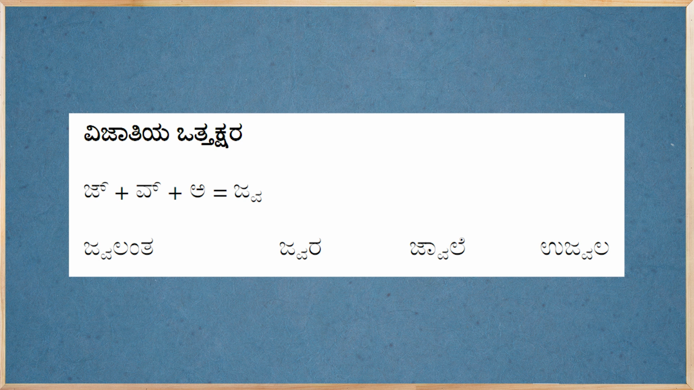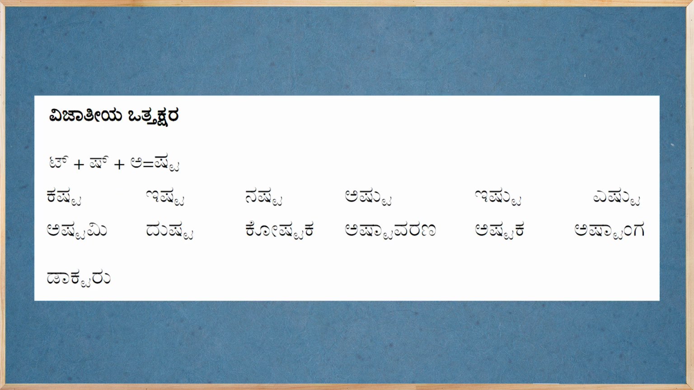Vijatiya Vattakshara, J plus V plus A becomes Jva, Jwalanta, Jwara, Jwale, Ujjwala. Vijatiya Vattakshara, Sh plus T plus A becomes Shta, Kashta, Ishta, Nashta, Ashtu, Ishtu, Yashtu, Ashtami, Dushta, Koshtaka, Ashtavarana, ಅಷ್ಟಕ, ಅಷ್ಟಾಂಗ.